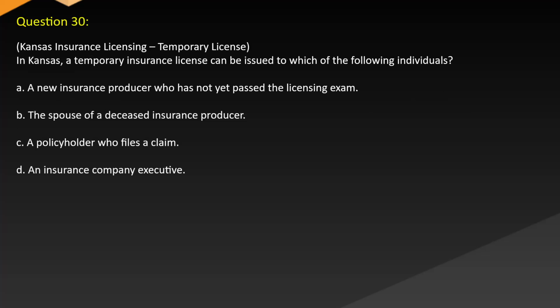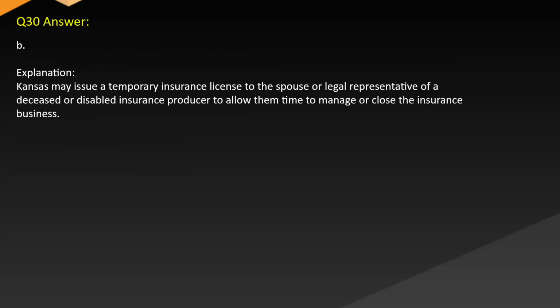Question 30. Kansas insurance licensing. Temporary license in Kansas. A temporary insurance license can be issued to which of the following individuals? A. A new insurance producer who has not yet passed the licensing exam. B. The spouse of a deceased insurance producer. C. A policyholder who files a claim. D. An insurance company executive. Answer B. Explanation. Kansas may issue a temporary insurance license to the spouse or legal representative of a deceased or disabled insurance producer to allow them time to manage or close the insurance business.